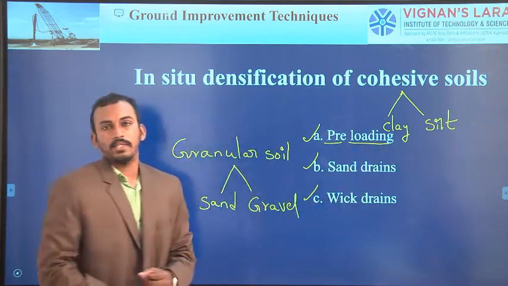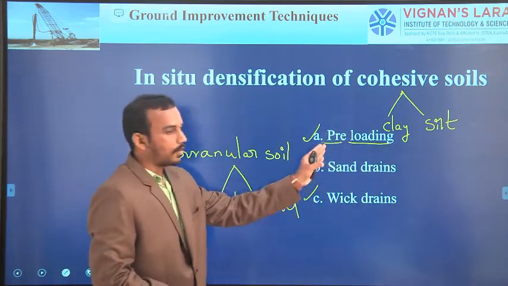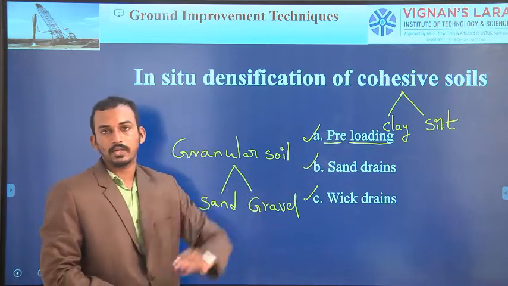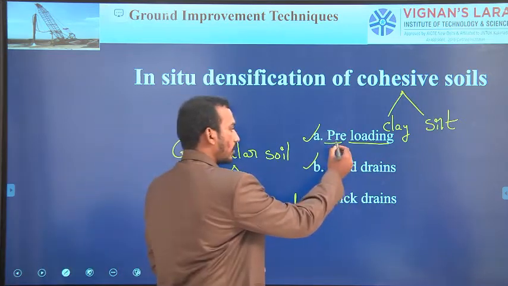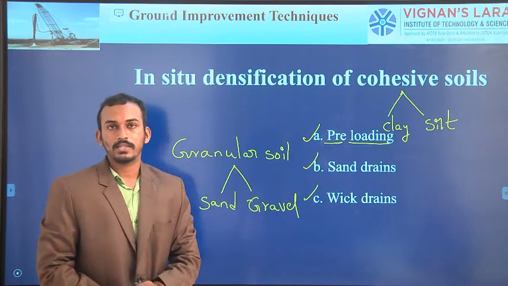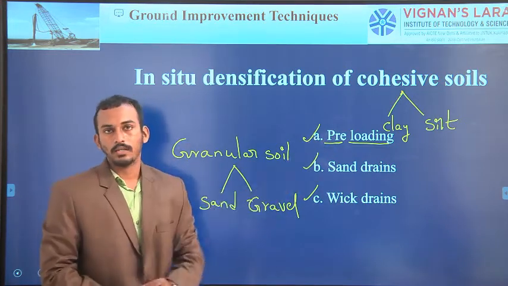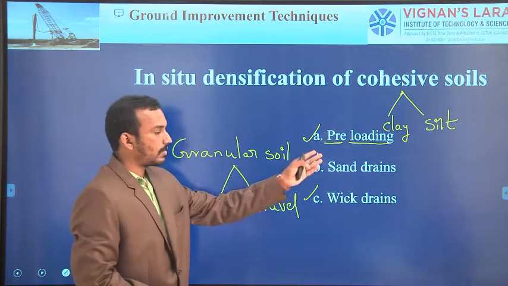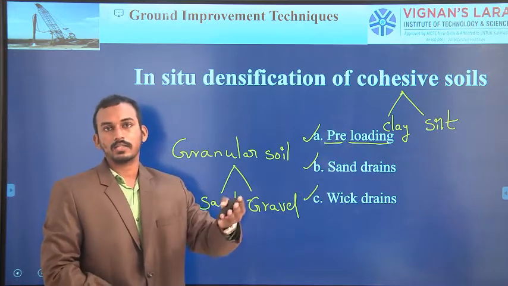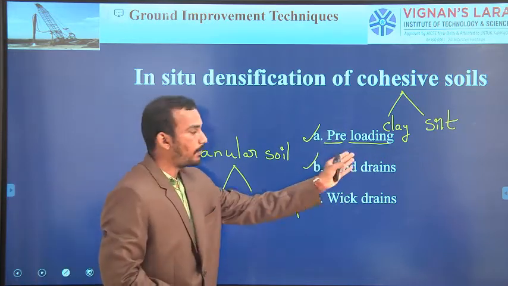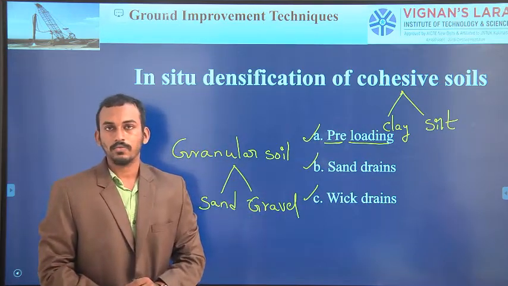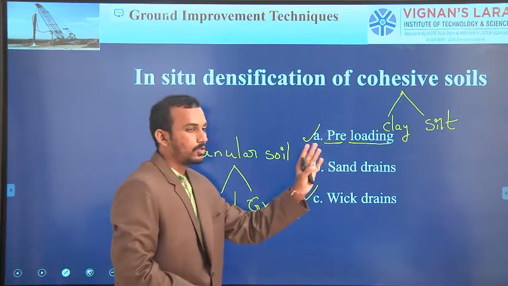In the name itself it indicates we are going to apply the load before the construction of the structure, whether the structure may be a building or a bridge or any other one. What is the type of load that we are applying? Generally we can apply soil or sandbags or gunny bags or waste material. Whatever material we apply on the site before the construction of the original structure is known as preloading. Why do we need to apply the load in advance? That is to reduce the settlement.